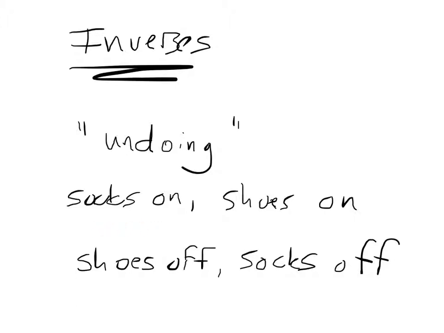The function is I'm getting to a point where my socks are on and my shoes are on. There's a particular order normally. I put my socks on first, and then I put my shoes on. If I want to undo that process, I reverse the order and I reverse the operation. To undo that, my shoes come off, then my socks come off.